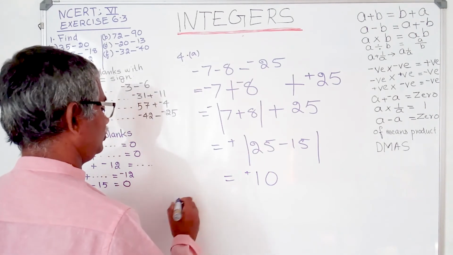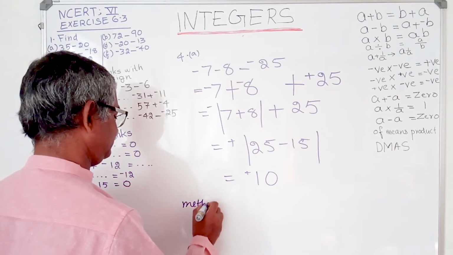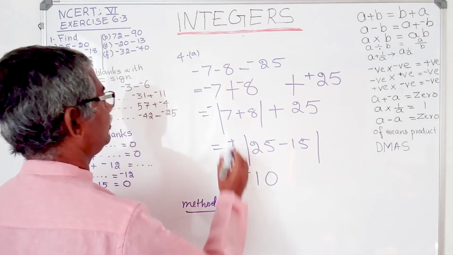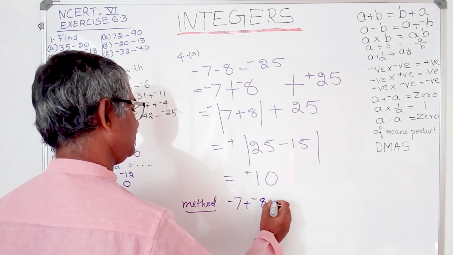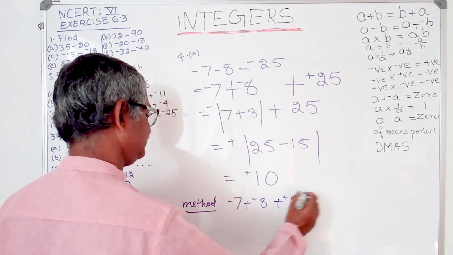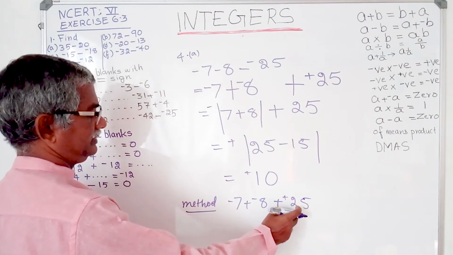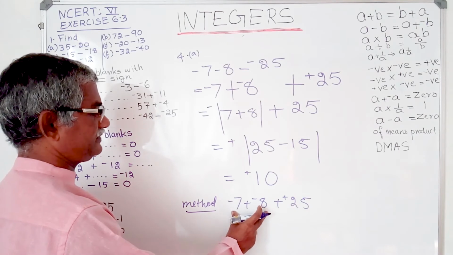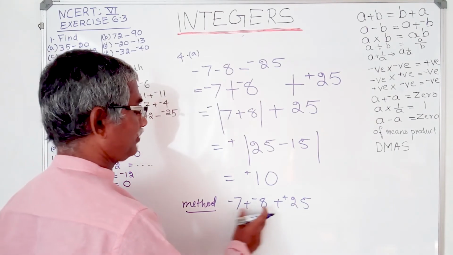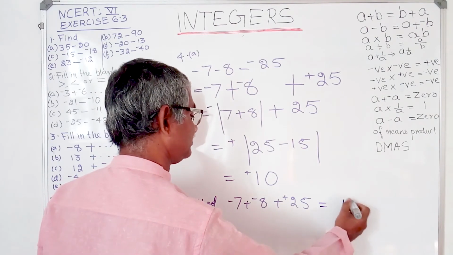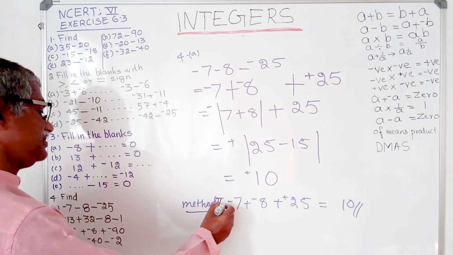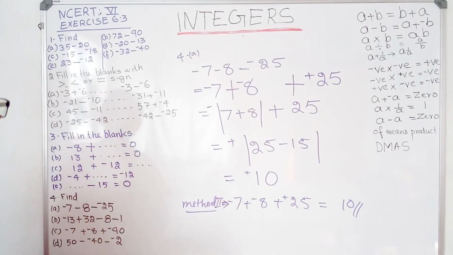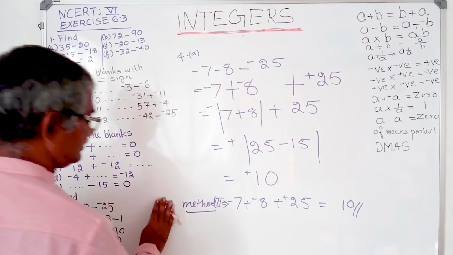Method 2, using common sense. How can we do it? Negative 7, negative 8, positive 25. 25 more, 8 less, 7 less. Altogether 15 less. 25 more, 15 less. That is a positive number. So here we are just using our common sense. So next question we can consider.